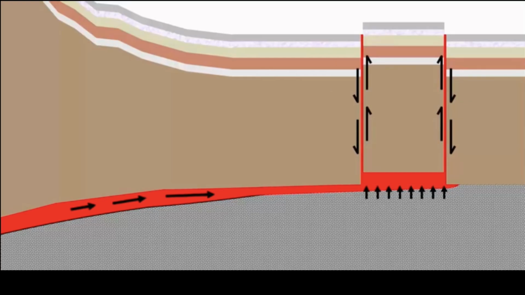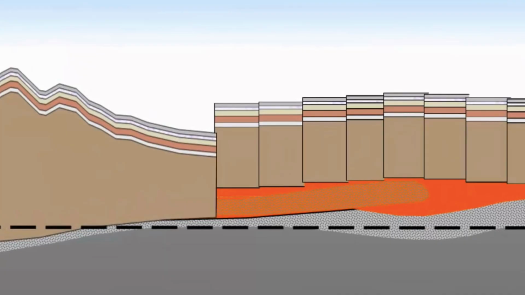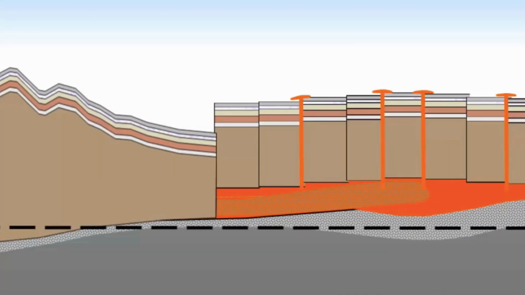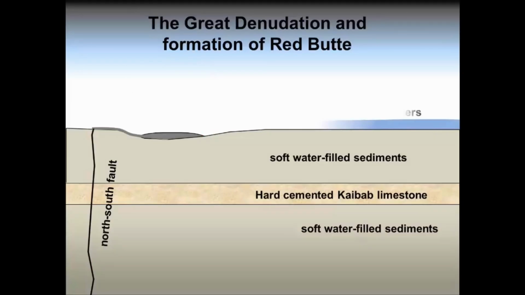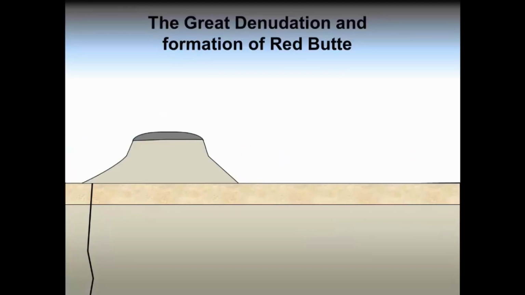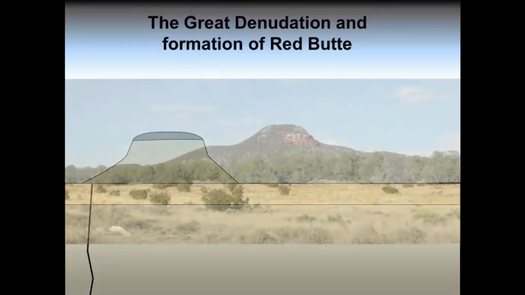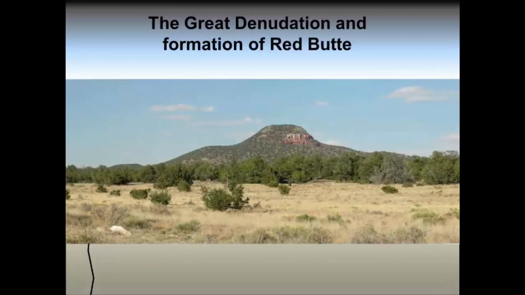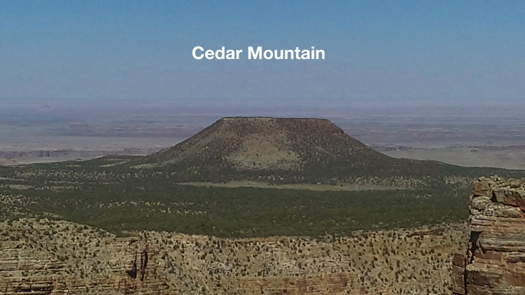And so then it bulges up, and as it bulges up, some of that lava might get to the top and get hard on top of that softer sediment. And then when the lakes are draining, washing all that stuff away during the Great Denudation, it hits that lava, doesn't wash it away. And then this is how you get Red Butte. And that's Red Butte, and then that's real similar to Cedar Mountain. They didn't wash away. That's what's left.